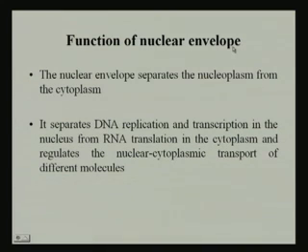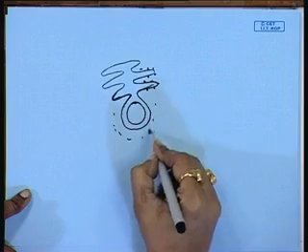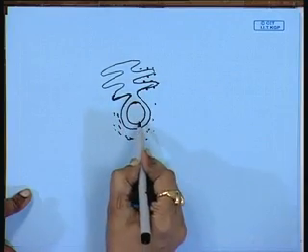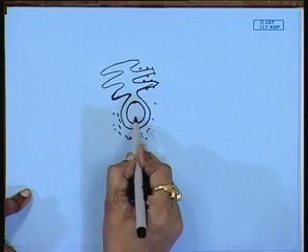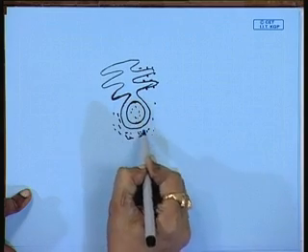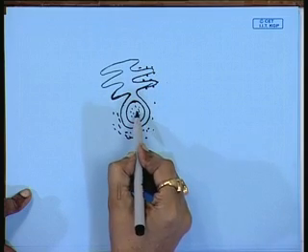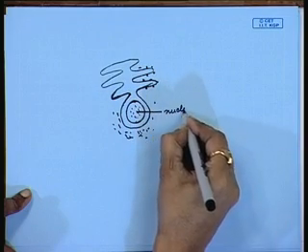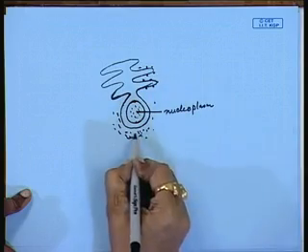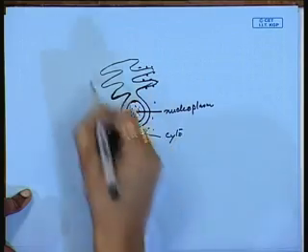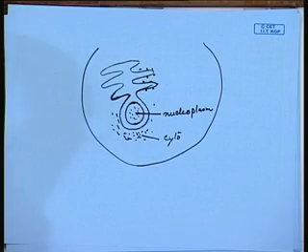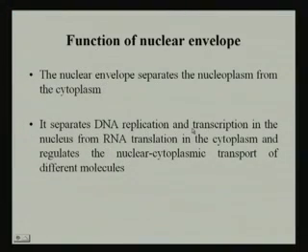The function of the nuclear envelope is that it separates the nucleoplasm from the cytoplasm. Now, the outside of this liquid is the cytoplasm, and this barrier separates the inside liquid from the outside cytoplasmic liquid. Whatever liquid is inside is the nucleoplasm, and whatever liquid is here outside is the cytoplasm. And if this is the total cell structure, it separates DNA replication and transcription in the nucleus from RNA translation in the cytoplasmic fluid.